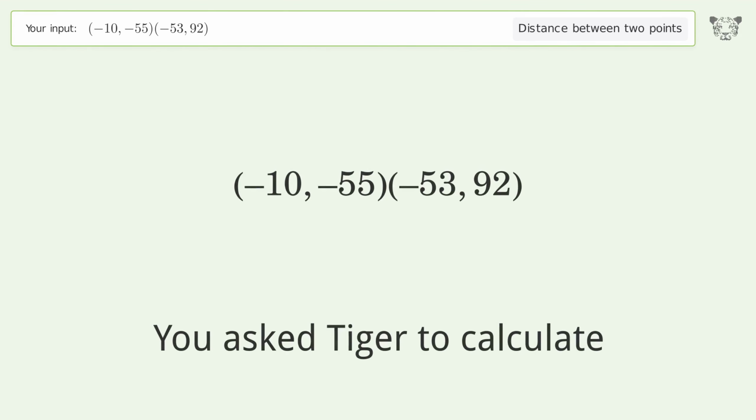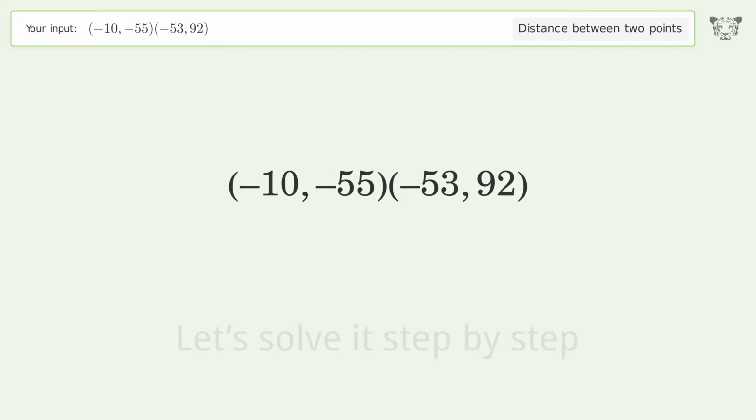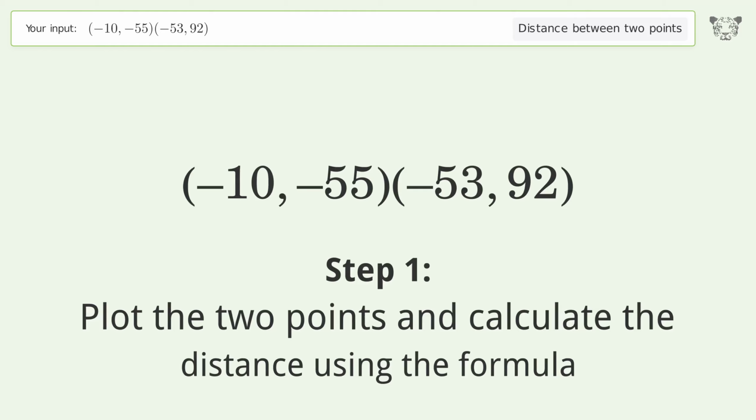You ask Tiger to calculate. This deals with the distance between 2 points. The distance between the 2 points is the square root of 23,458, or 153.16. Let's solve it step by step. Plot the 2 points and calculate the distance using the formula.